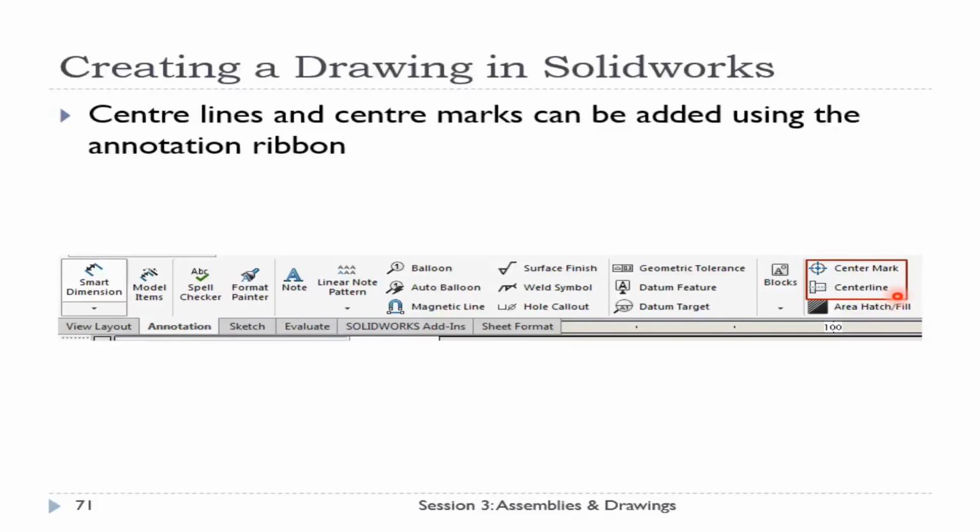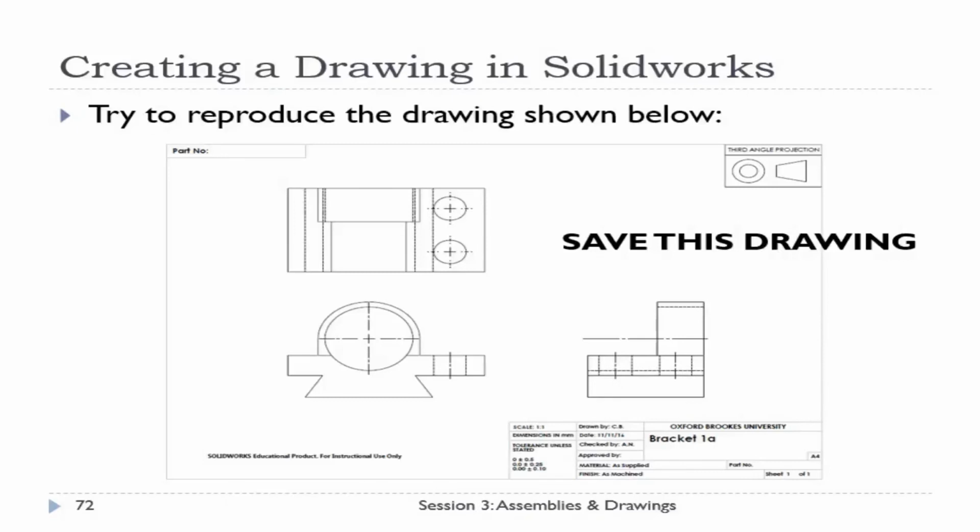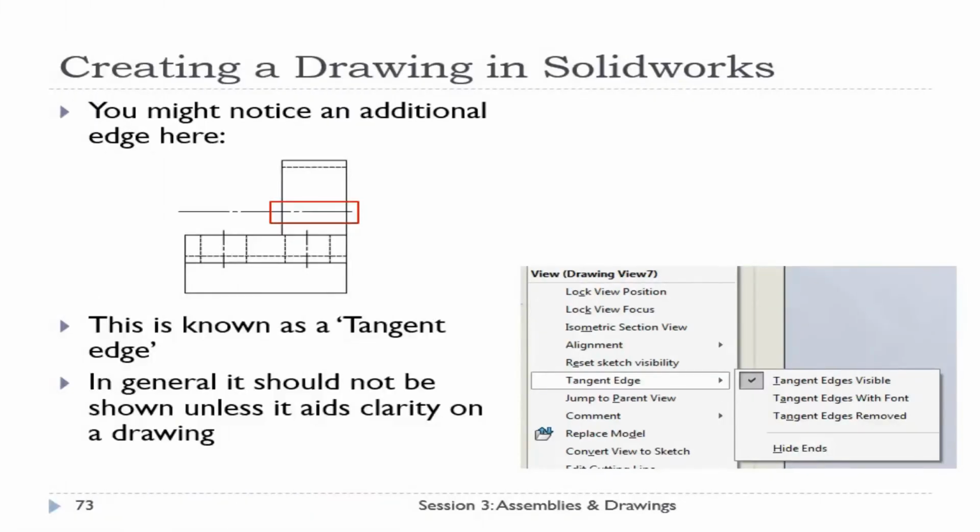From the annotation toolbar, you can use center mark and central lines to add different lines to represent the circular or cylindrical feature centers. So you should try to reproduce this drawing following the steps. So you can see the hidden lines and then different central lines and center marks. You must ensure you save this drawing. We will just carry on adding more information to this drawing in the fourth session. So just make sure you save this drawing and use in the next session.